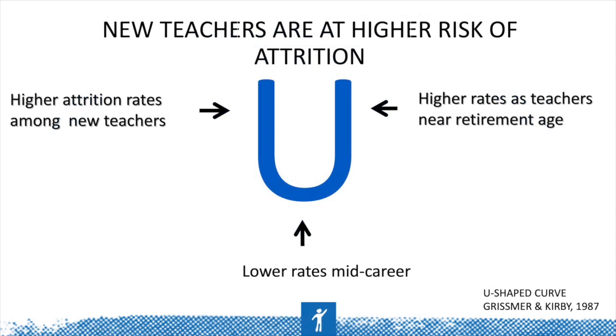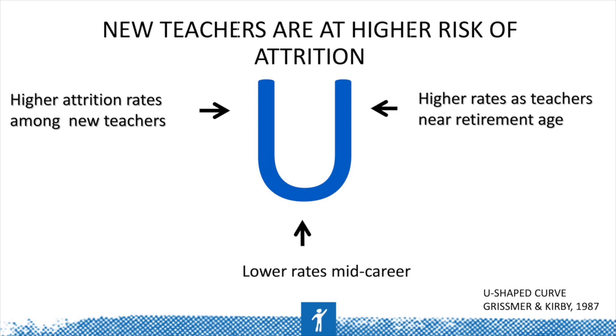New teachers are at higher risk of attrition. So I'm showing an old idea here from 1987. Grissmer and Kirby said it looked like a U-shaped curve with higher attrition rates among new teachers, lower as teachers entered mid-career, and higher rates near retirement. The story is even harder for special educators because they have among the highest attrition rates. Although Grissmer and Kirby described this curve in 1987, we have evidence in every decade since then that SETs at the beginning of their careers leave at higher rates than other teachers.